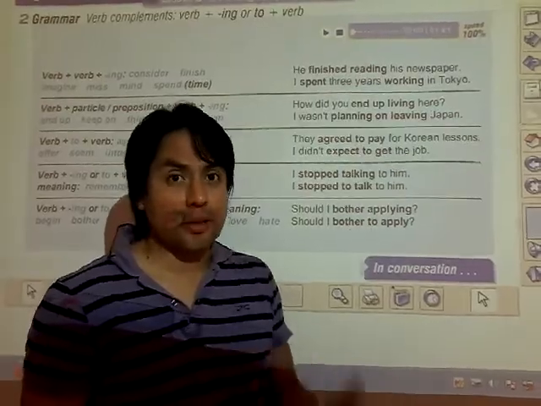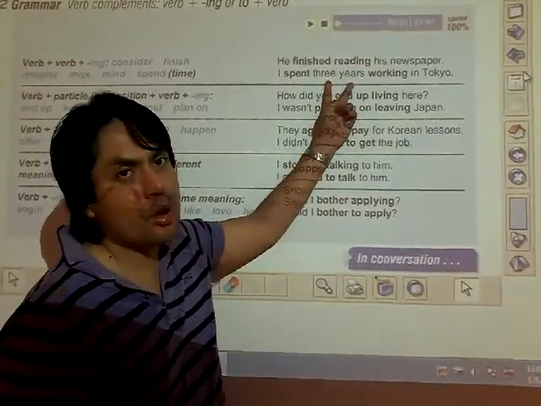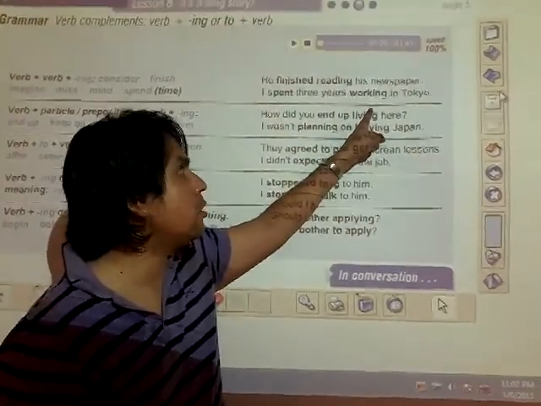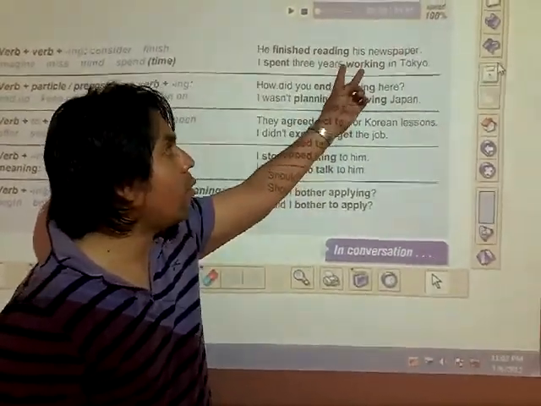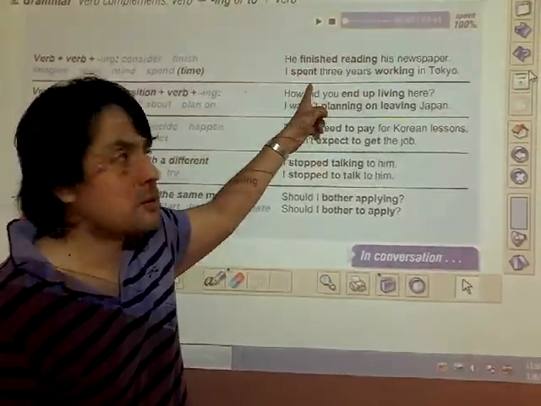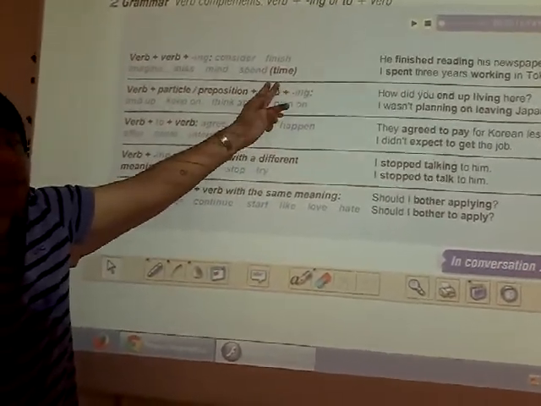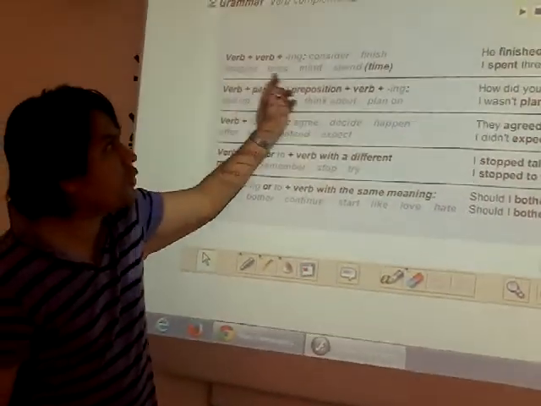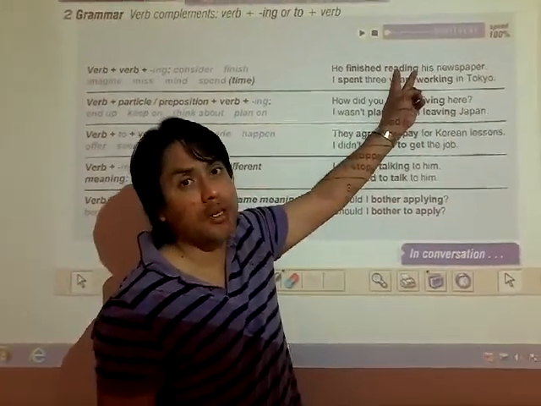What other verb? Well, spend is another verb. You can say, I spent 3 years working in Tokyo. See the gerund, verb with ing, working. So in this case, this is a gerund. Why does the verb have ing? Because this is the verb spend. So remember, finish, spend, or consider, mind, miss, imagine. All of these verbs, always you have to use a verb plus ing, a gerund.